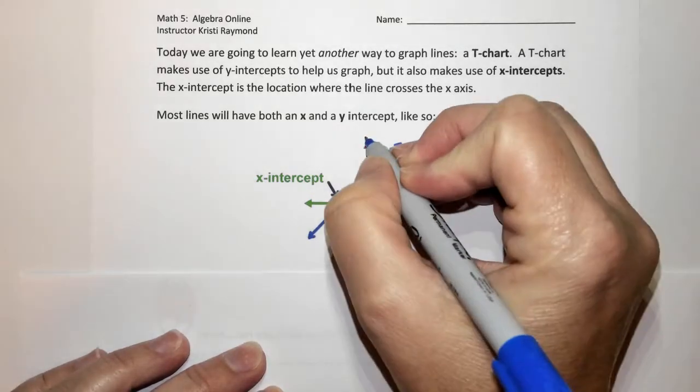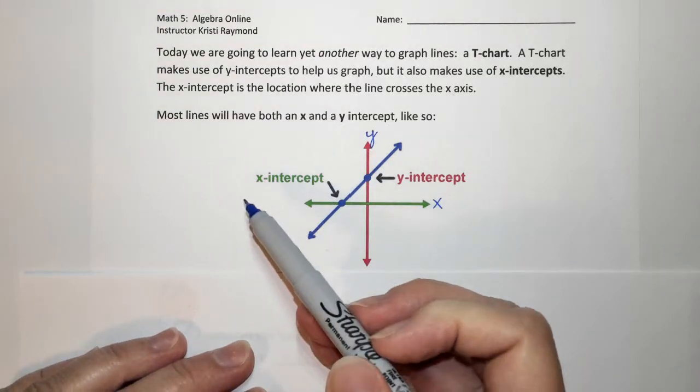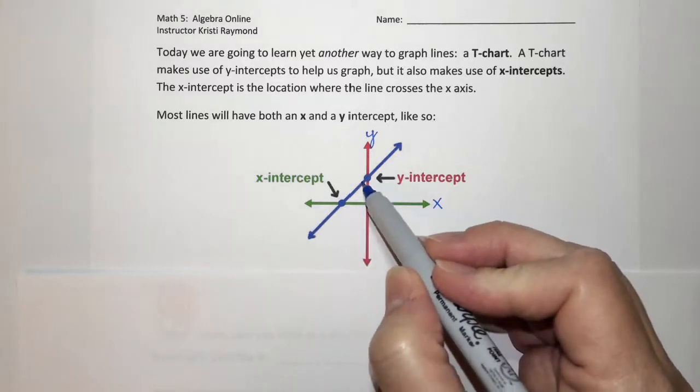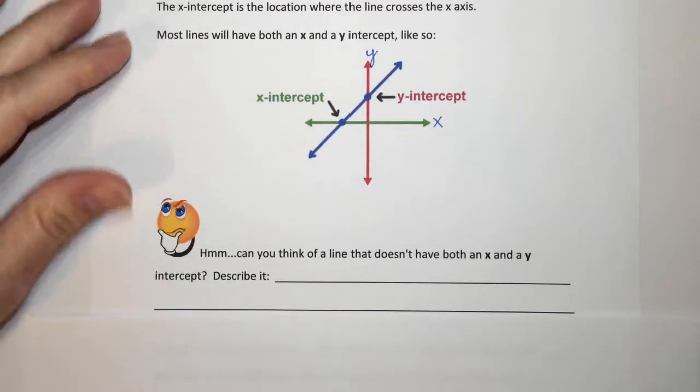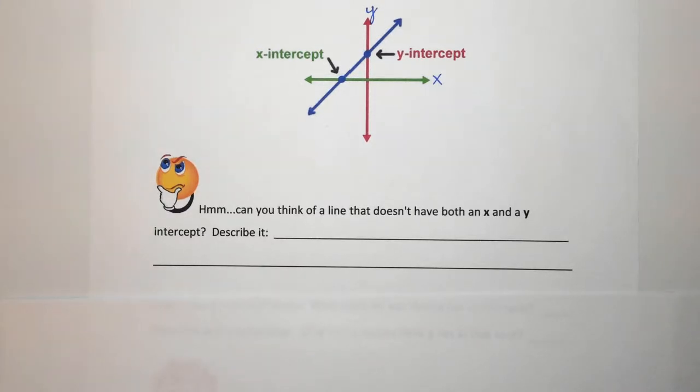I have my x-axis and my y-axis. Most lines will have both an x and a y-intercept, like so. I have a question for you. Can you think of a line that doesn't have both an x and a y-intercept? Describe it. So pause the video for just a second and think about a line that doesn't have both an x and a y-intercept.